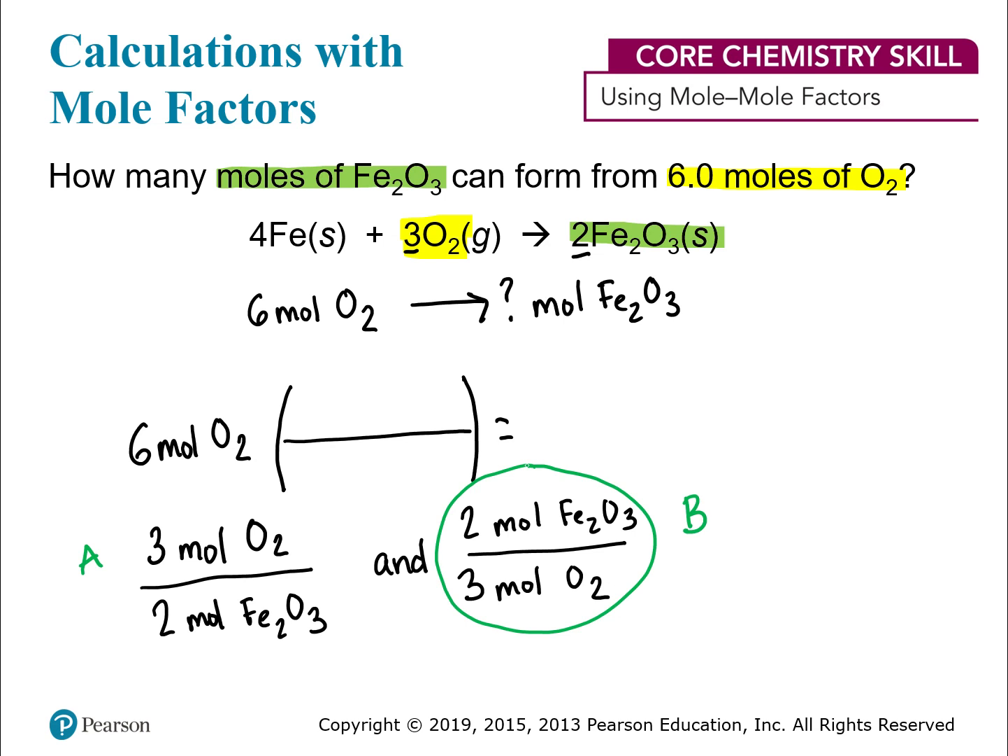We should use B. So B has the moles of oxygen in the denominator, and that's what we need to cancel out the moles of oxygen in the top.